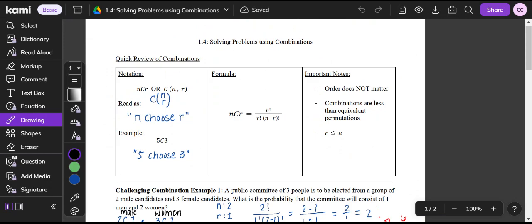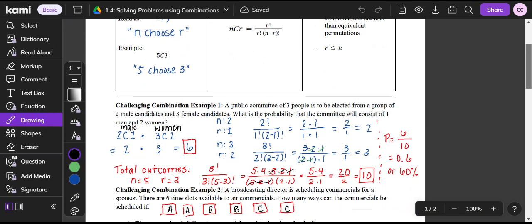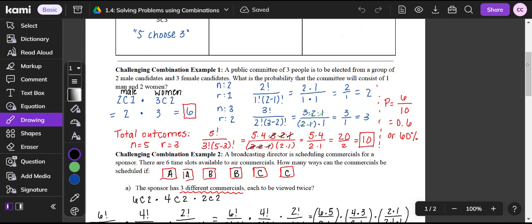Okay, now when I'm looking at combinations, again, we're not necessarily looking for any key phrases. We're just looking to see that there's nothing that says it'll be a permutation. That's why these are a little bit trickier to identify, so that's why we're doing these second. Okay, so let's do the same thing. Let's go through each problem.